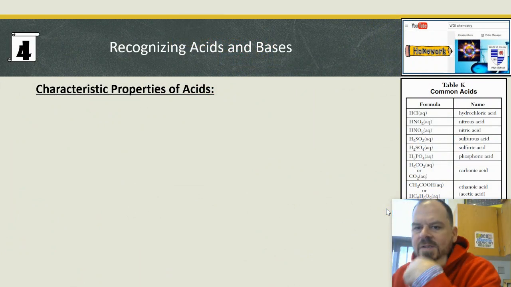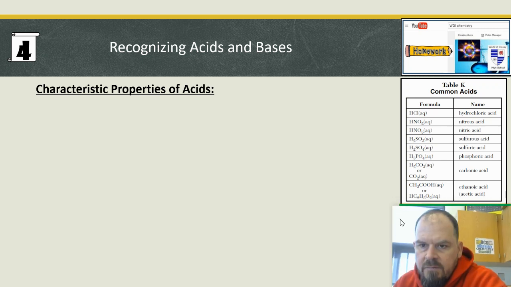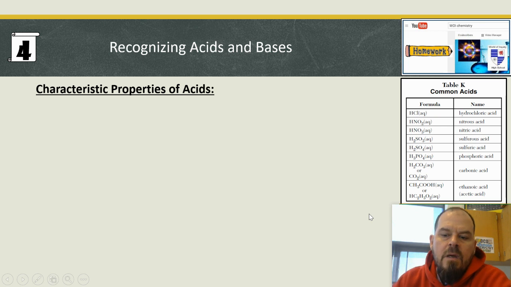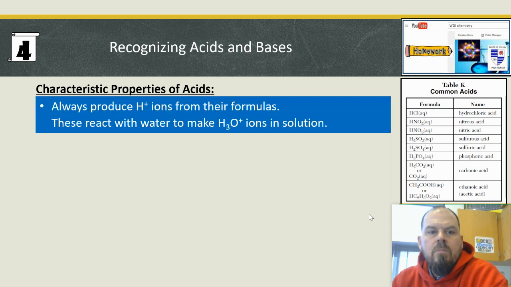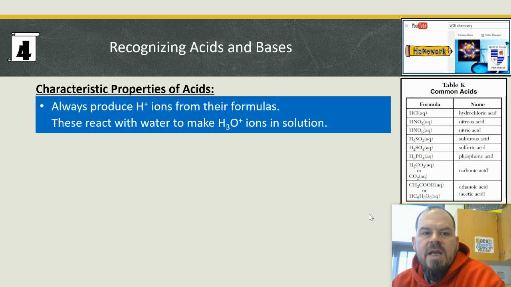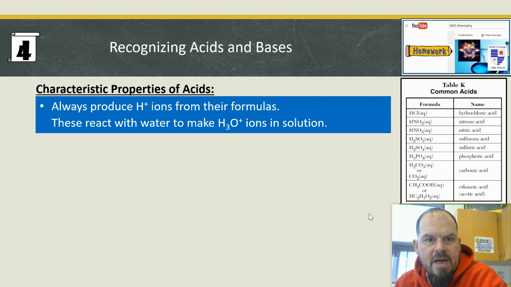That is right off your reference tables. Let's see if we can do like that. There you go, I can see it a little better. We know that acids always produce H+ ions from their formulas. These react with water to make the H3O+ ions in solution. Remember, H+ and H3O+ are the same thing.